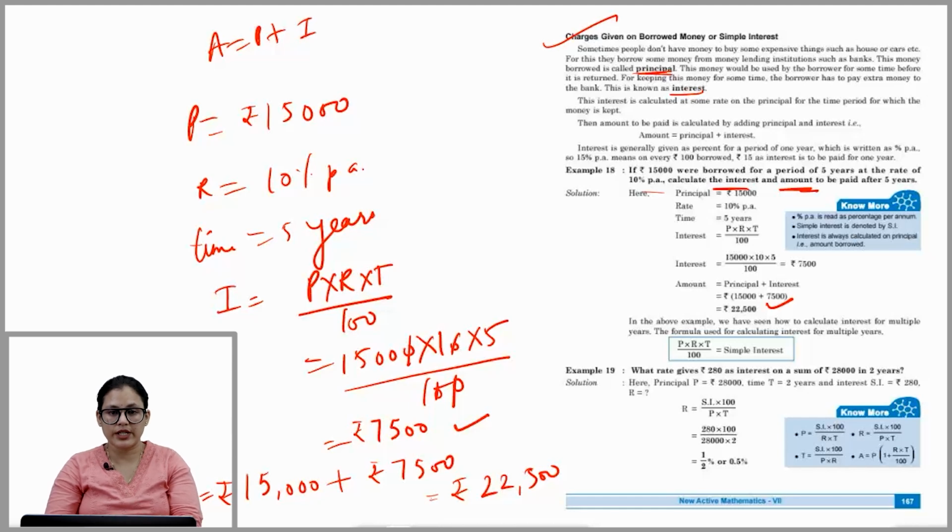Okay. In the above example, we have seen how to calculate interest for multiple years. The formula used for calculating interest for multiple years is this. Percent per annum is read as percentage per annum, and simple interest is denoted by SI, S capital, I capital. Okay, interest is always calculated on principal, that is amount borrowed. There are many more formulas. This is the formula if you have to find rate of interest, if you have to find time, or if you have to find amount. Okay, so this is the formula.